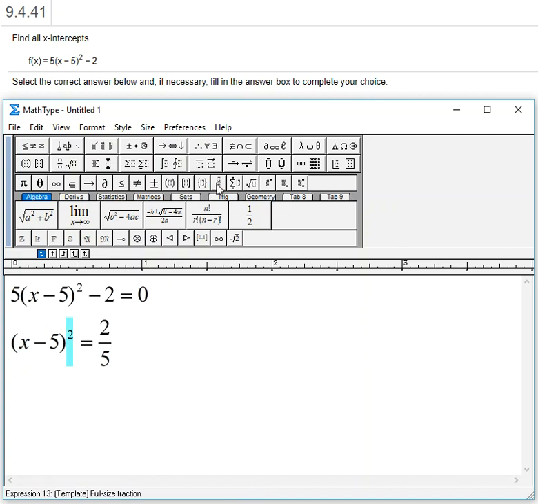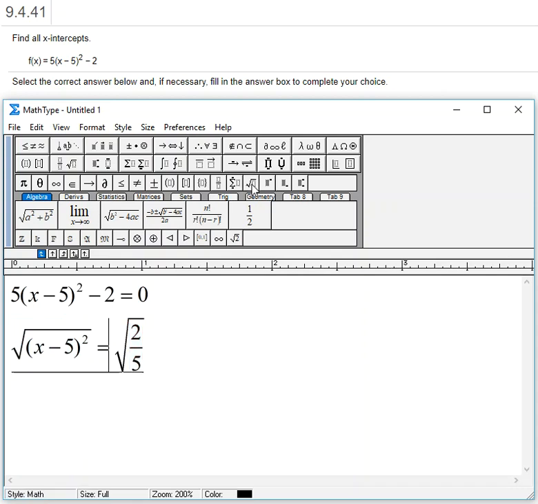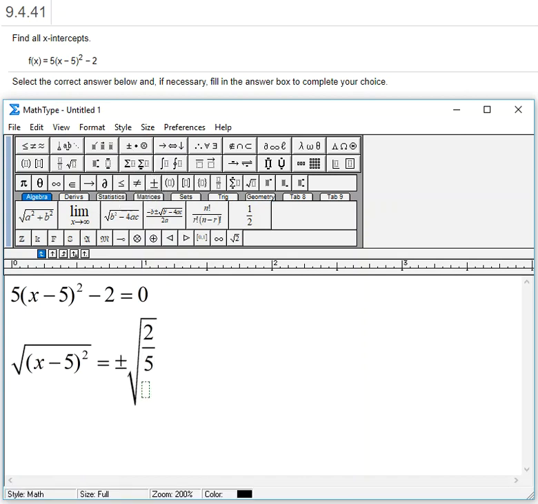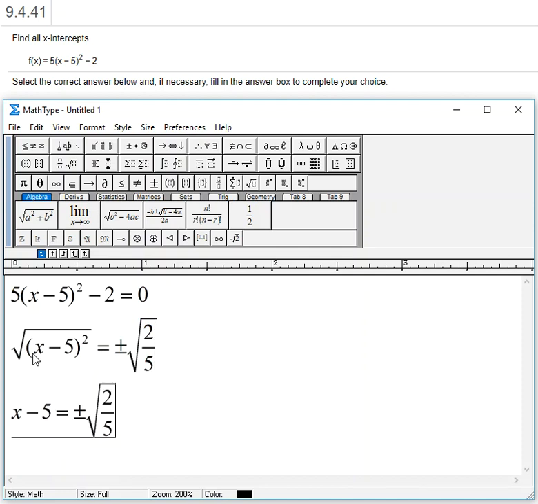Then you're going to take the square root of both sides to get rid of your square. I make sure that when I do a square root, I get a plus or minus in front of it. Okay, let's jump down to the next line to continue. The square root will give me just the x minus 5 on this side, equals plus and minus the square root of 2/5.